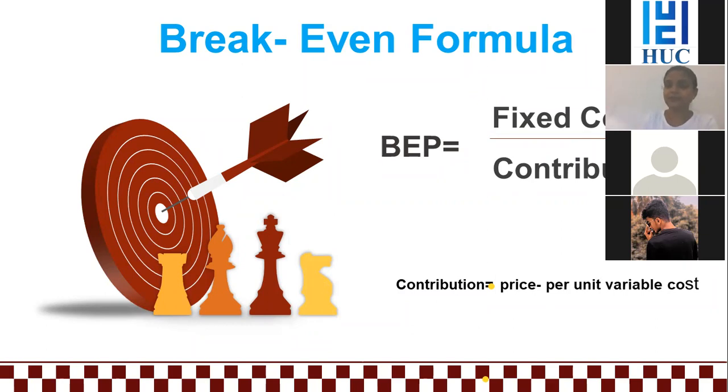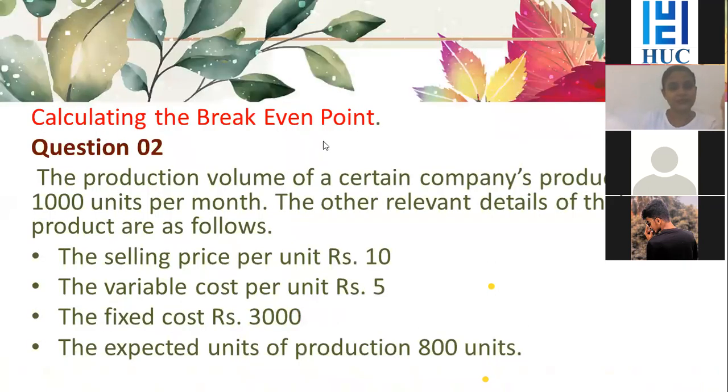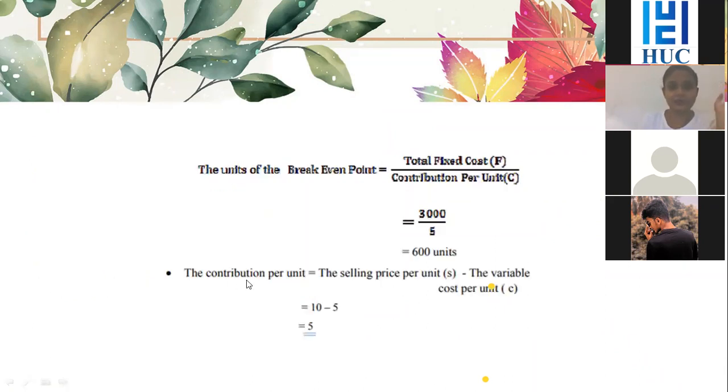Contribution. Then again we need to write the contribution equation: price minus per unit variable cost. Now we need to find price. What is the price? 10 rupees. Then minus per unit variable cost, which is 5. Then contribution is how much? 5. Contribution per unit is selling price minus per unit variable cost. Selling price 10, per unit variable cost 5. We took all of this from the question, nothing from anywhere else. Then the answer is 5. Contribution is 5.